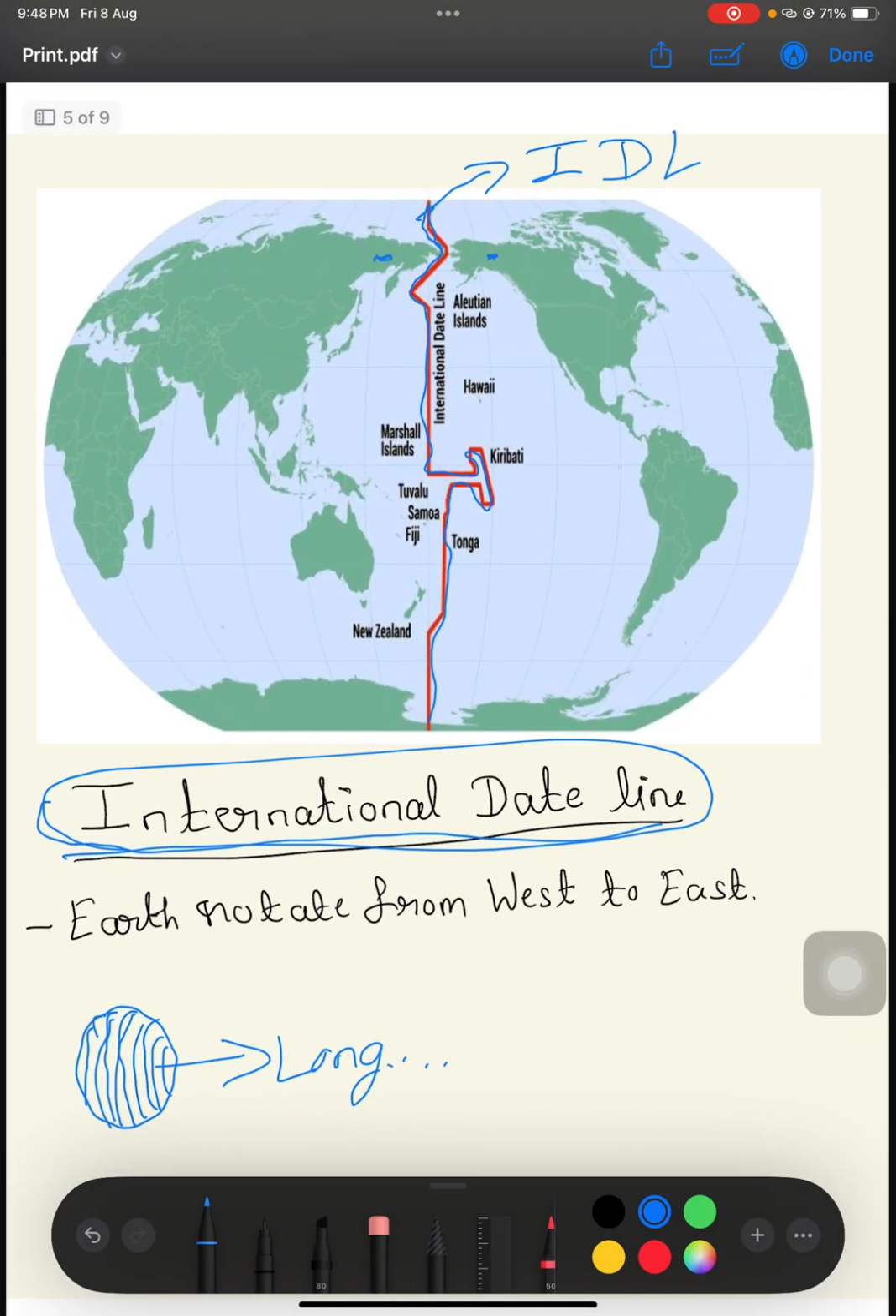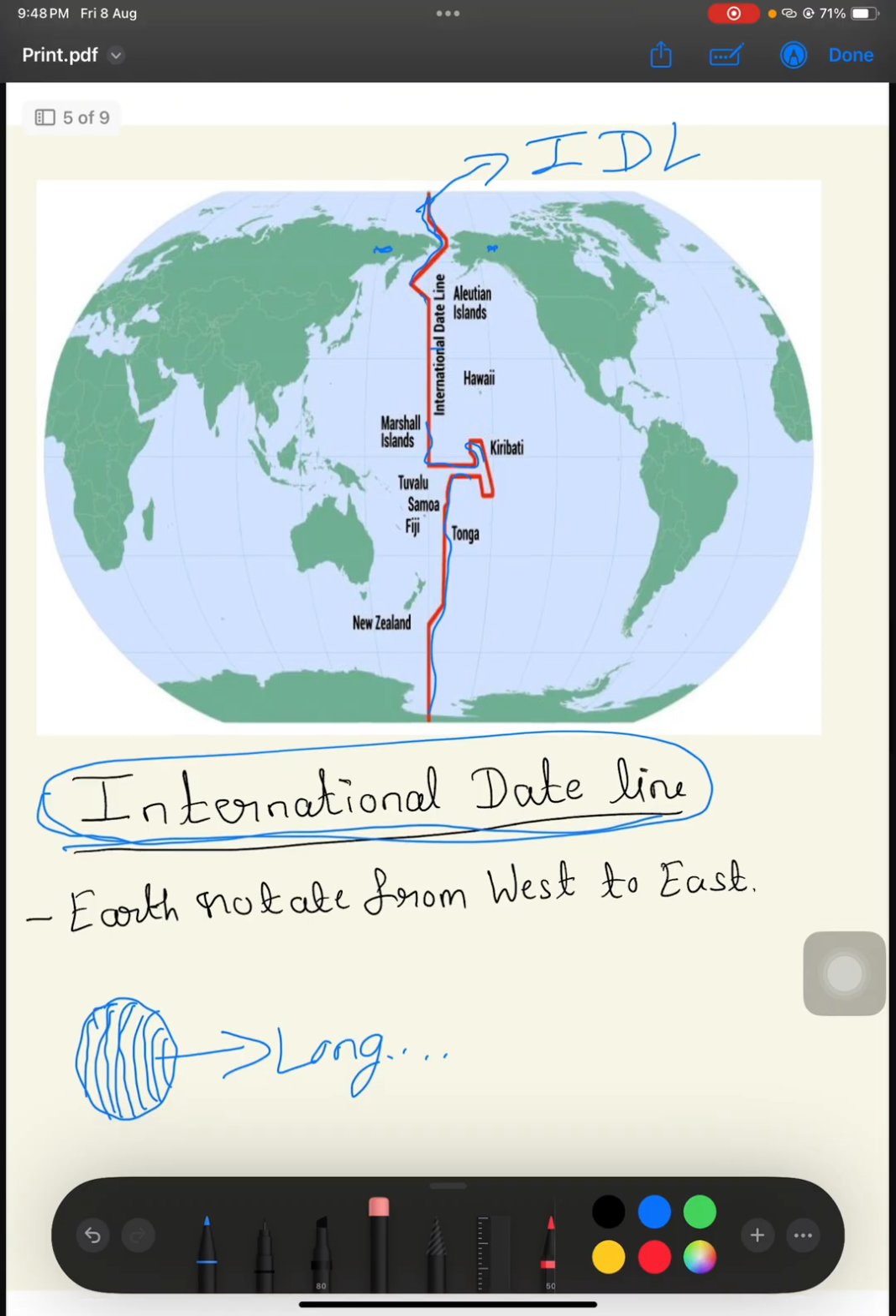And the importance of this international date line is, if someone crosses this line, he has to change his date. For example, if this man crosses this line and reaches here, he has to change his date. If he was on the 1st, he has to change to the 2nd, like this example I am telling. Okay, he has to change his date, that's it.